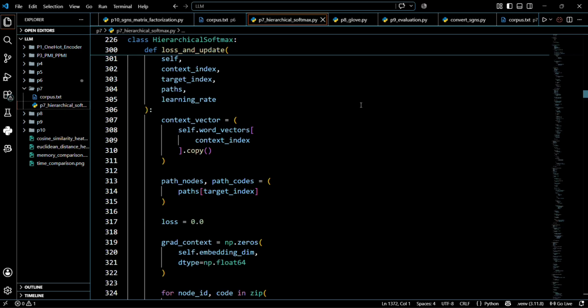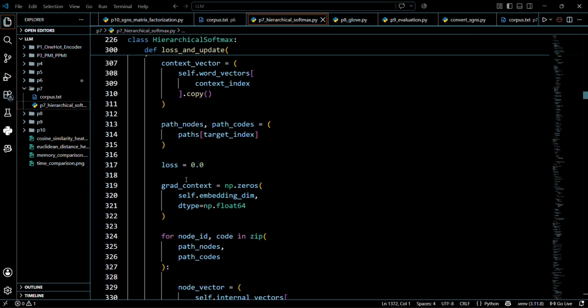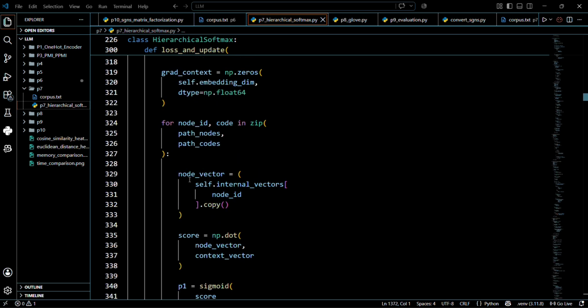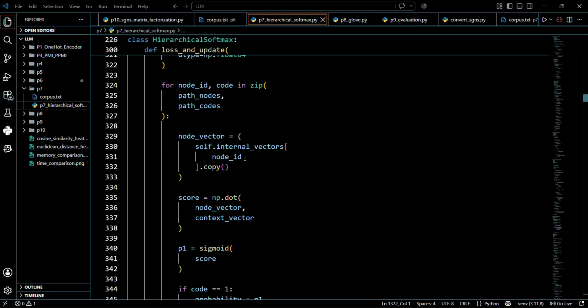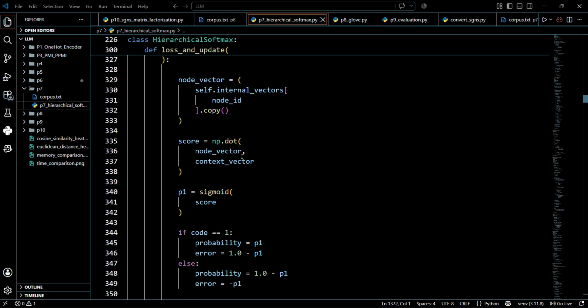Then I verify the probability distribution for a randomly selected context vector. I calculate the probability of every vocabulary word and sum them. The sum is approximately 1, which verifies that hierarchical softmax defines a valid word probability distribution.